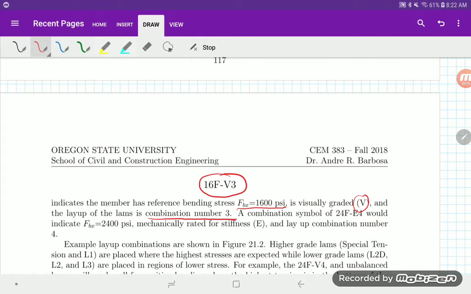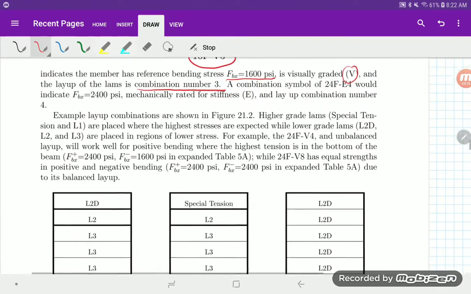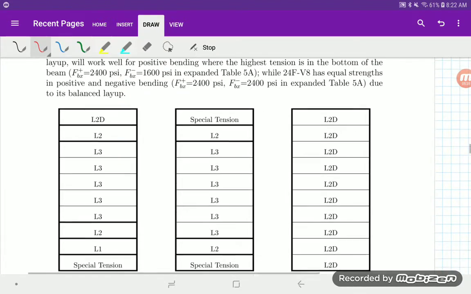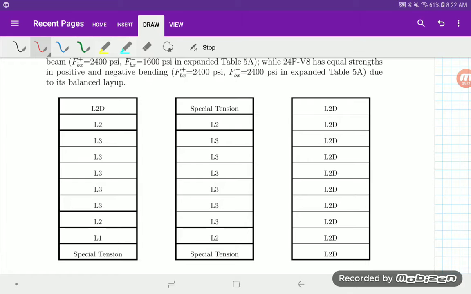Okay, we'll see in the examples, but really the difference in capacity has to do with the layups. For example, you may have special tension laminations if it's a simply supported beam and you want more capacity at the bottom because you're going to have positive bending. This is the member in tension, so this is where you need your better lumber.